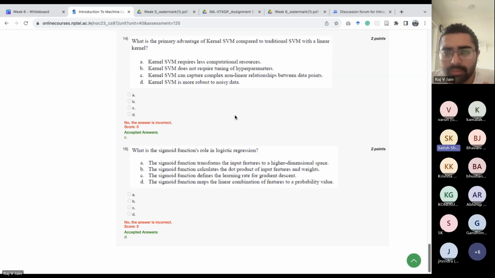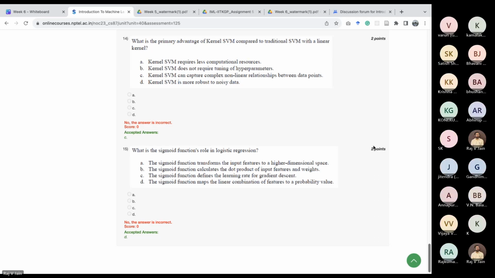Go ahead. In SVM we have the hard margin, then we have the soft margin concept, and then we have the SVM kernel concept. So when you're talking about a traditional SVM, it is always with the linear kernel, inbuilt. Yes. When it's a traditional SVM, it generally means with the linear kernel. That's true.